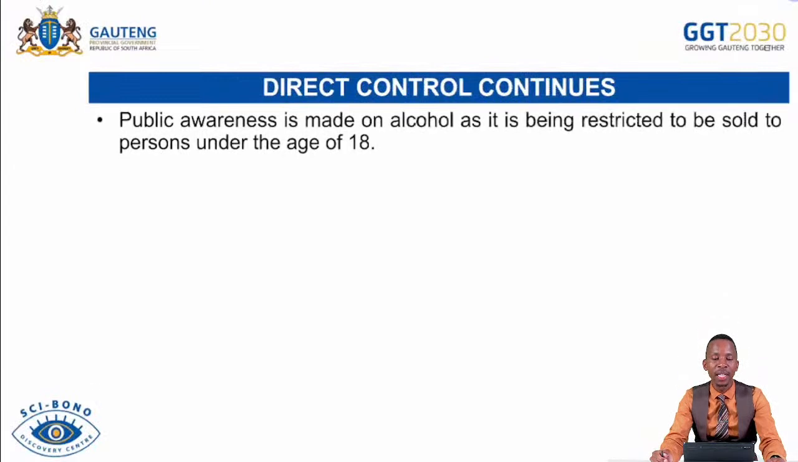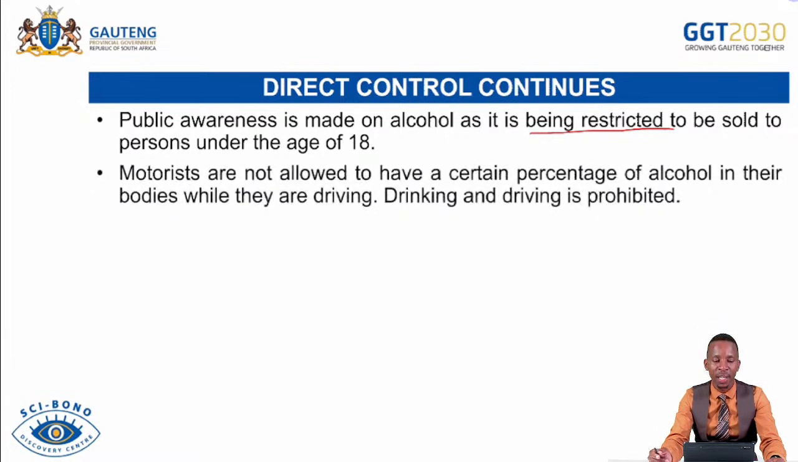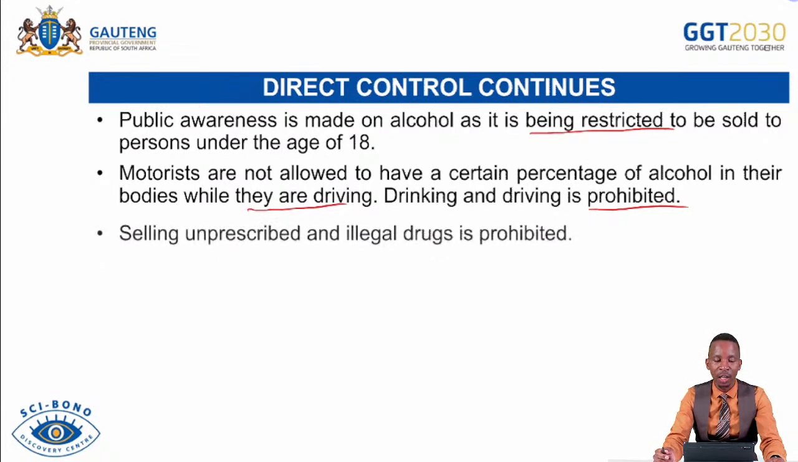And then we continue with the direct control. Public awareness is made on alcohol, as it is restricted from being sold to people under the age of 18. So that's simply part of the laws and regulations that are set by the government. Motorists are not allowed to have a certain percentage of alcohol in their bodies while they are driving. Drinking and driving is prohibited. So this is part of regulation. When you are using alcohol, you cannot drive while you are under the influence of alcohol. That's part of regulation under the direct control.